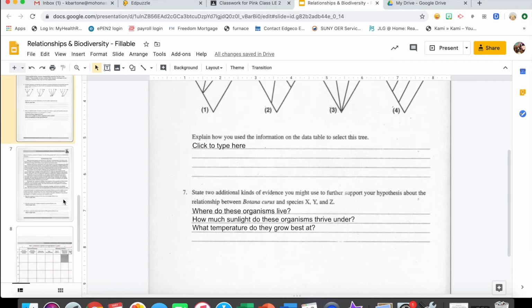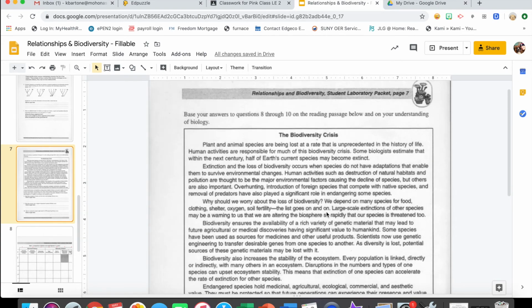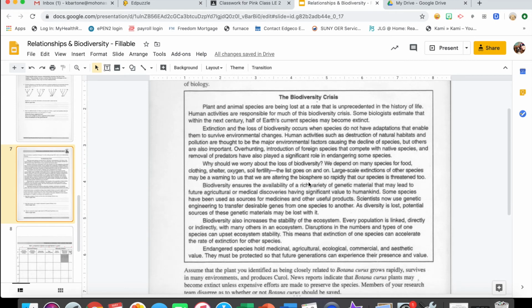The next page and the last page is a little bit of a reading. It is a biodiversity crisis. So it says plant and animal species are being lost at a rate that is unprecedented in the history of life. Human activities are responsible for much of this biodiversity crisis. Some biologists estimate that within this century, half of the Earth's current species may become extinct. Extinction is the loss of biodiversity. Extinction and the loss of biodiversity occurs when species do not have adaptations that enable them to survive environmental changes.